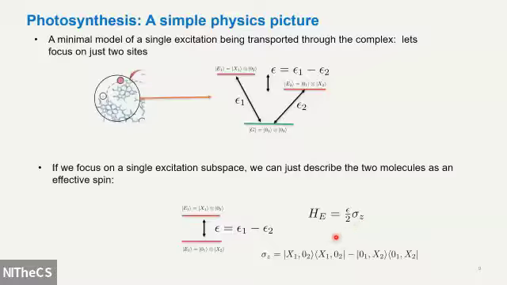And the two eigenstates of this two-level system are simply the electronic excitation is on this first site, or it's on the other site. And we just split the energy in half like this, and just to make it like a physicist likes to see it, as a nice Pauli spin operator.